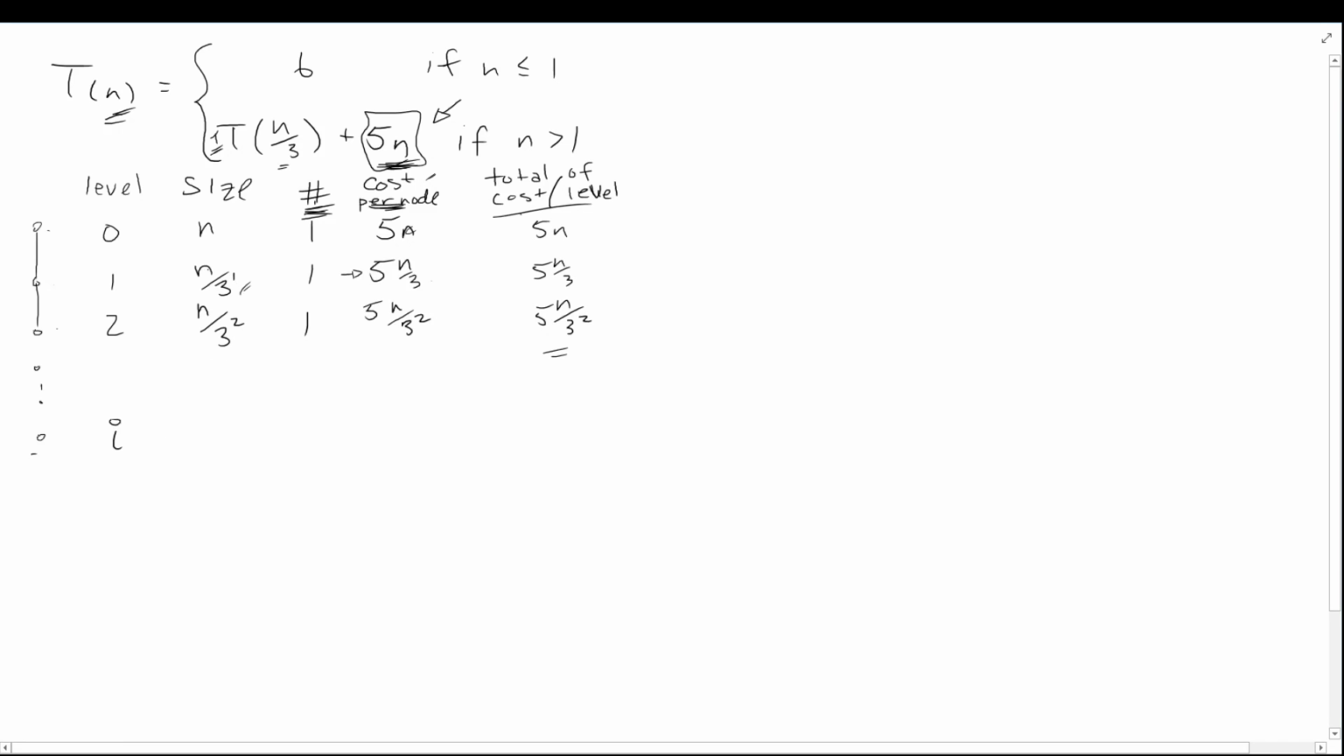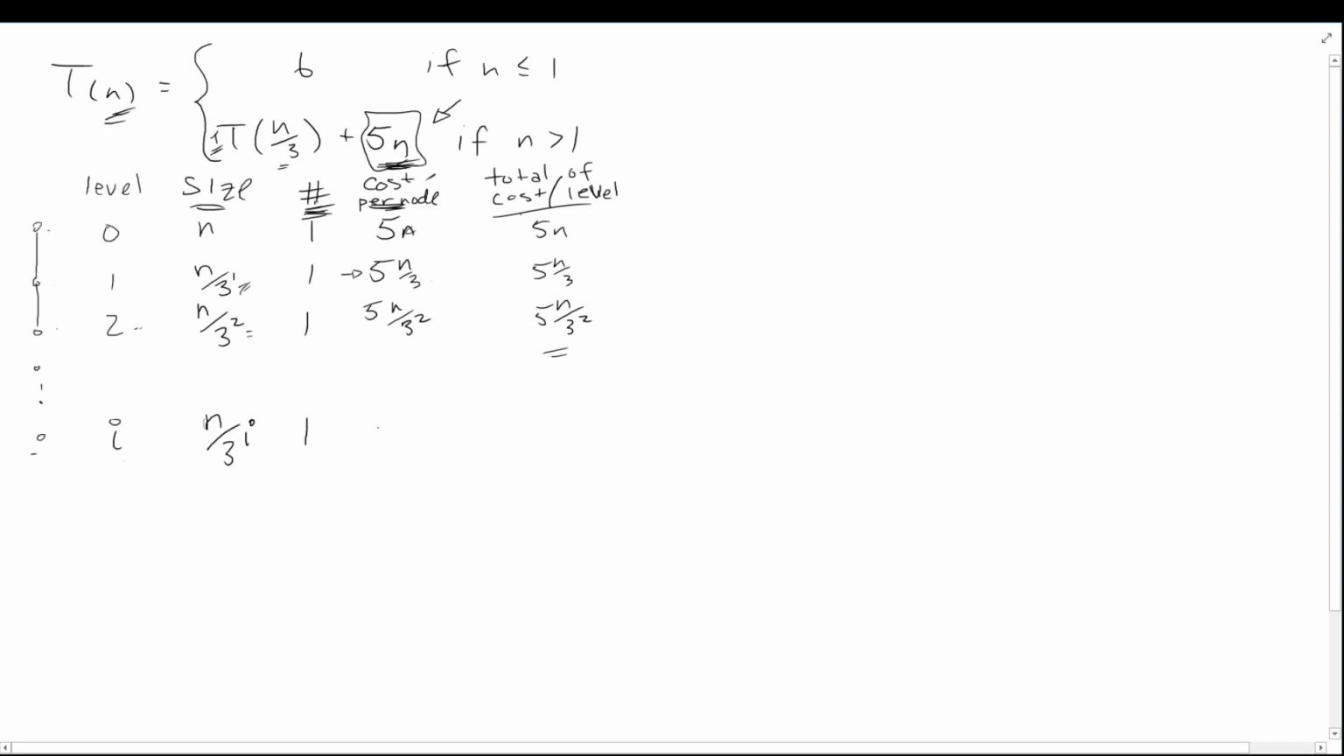This pattern, again, I was already trying to write things to stress the pattern. We can see this value. Well, if we're on level I here, then we must have n over 3 to the I as our size. Okay, our number, well, the pattern is pretty easy to see there.